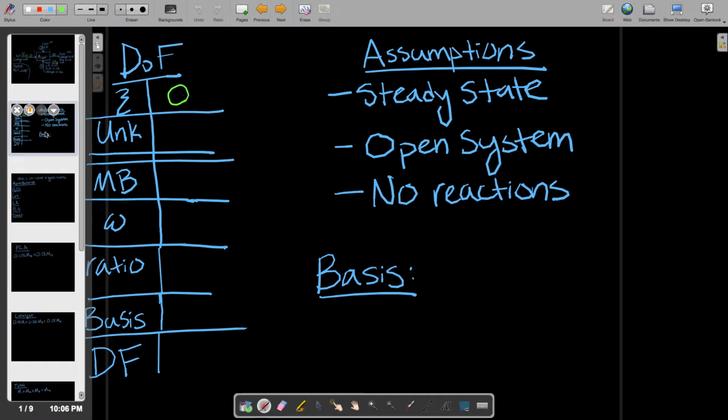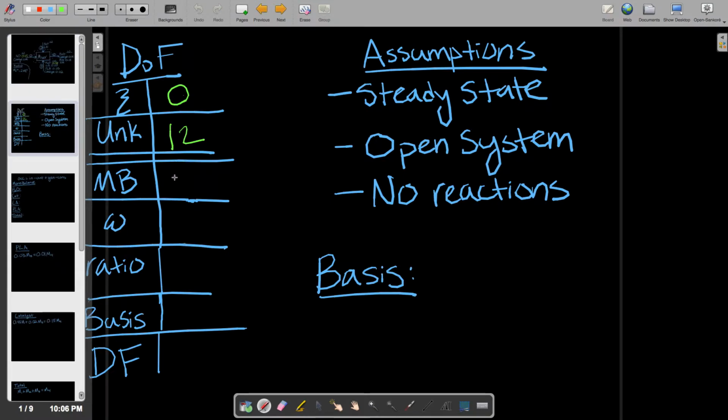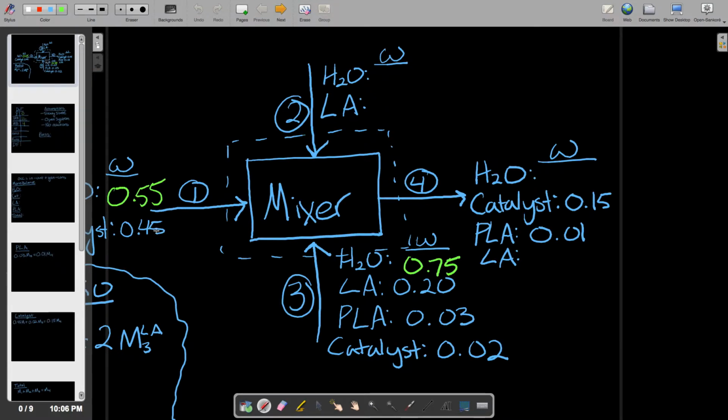Okay. So there are 12 unknowns going in. So next, mass balance. There are a total of 4 species: water, LA, PLA, and catalyst. So our mass balance is 4. We're initially given 6 mass fractions. These 1, 2, 3, 4, 5, 6.